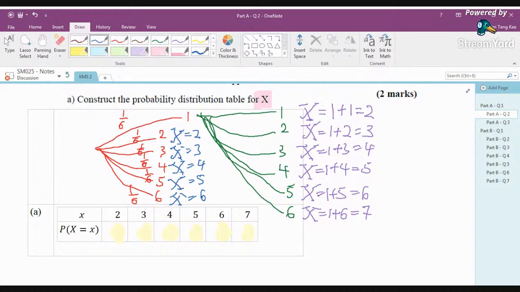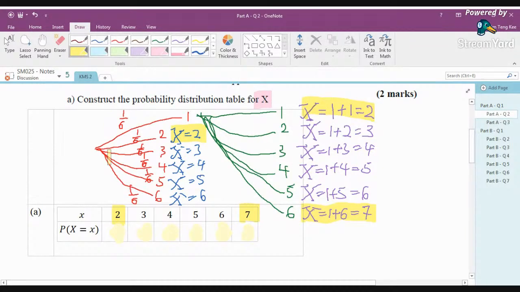So basically, from these diagrams, you can roughly see the highest and the lowest X value that we can have. The lowest is X equals 2, the highest is X equals 7, and in between them, as you can see, we have 3, 4, 5, 6. So we have X as 2, 3, 4, 5, 6, 7.